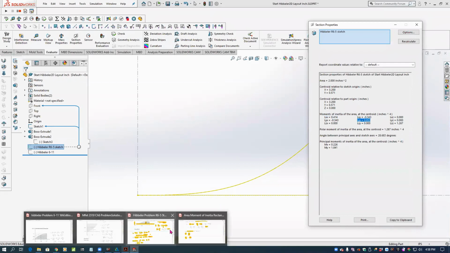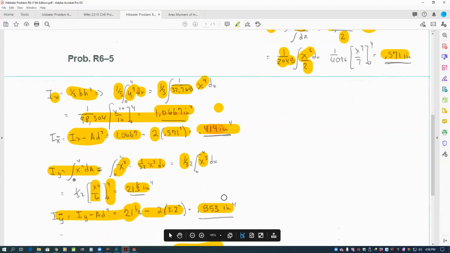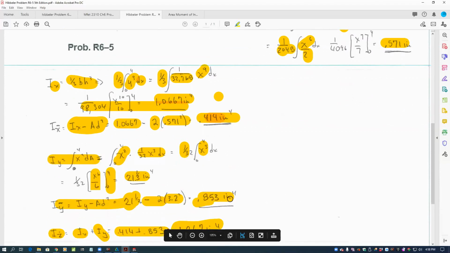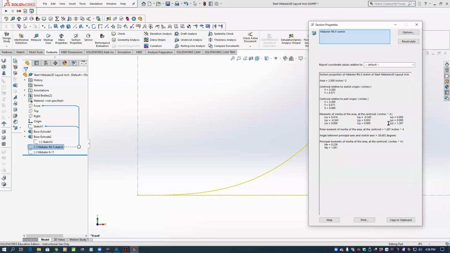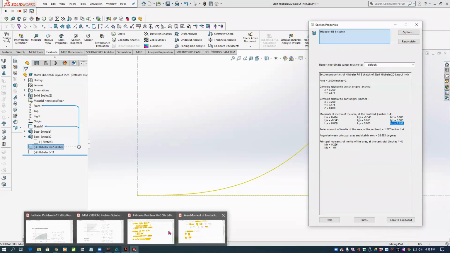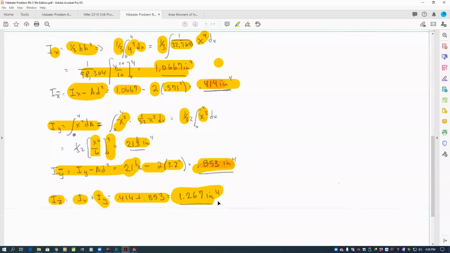Manually, we got 0.853. And then about the z-axis, we get an addition of those, 1.267, and that's what we got here, 1.267.